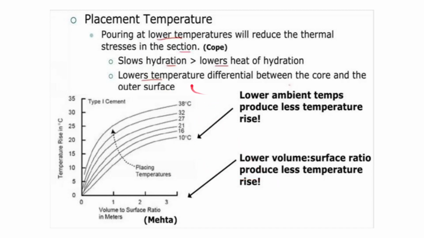Apart from that, one more important thing is the volume to surface ratio, as we just studied. Here, as you can see, the more the surface area, the lesser the temperature rise, and the lesser the surface, the more the temperature rise. So it is an upward parabolic curve. Lower ambient temperatures produce less temperature rise, and a lower volume to surface area ratio produces less temperature rise, as you can see here and here.